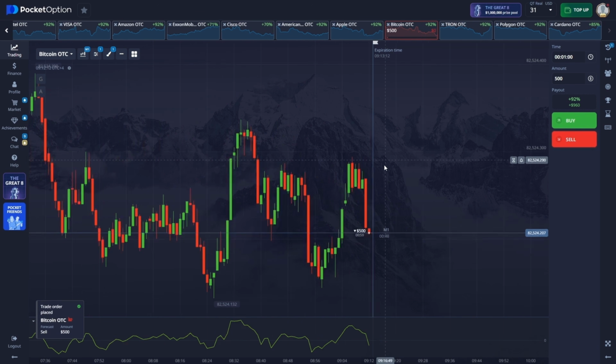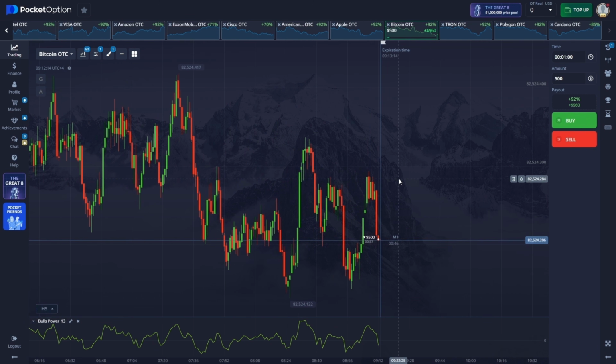I got my first trade on Bitcoin OTC for a downside move, and I placed my first trade for the downside move on Bitcoin OTC with $500. You'll notice that the previous candle closed below the zero level, which is why I took this trade for the downside move. Additionally, there was a divergence happening on the back end.